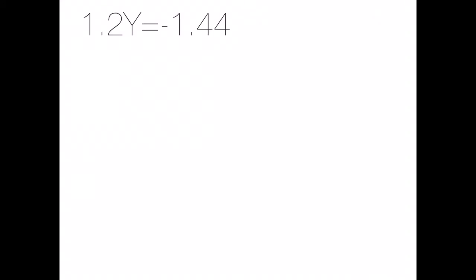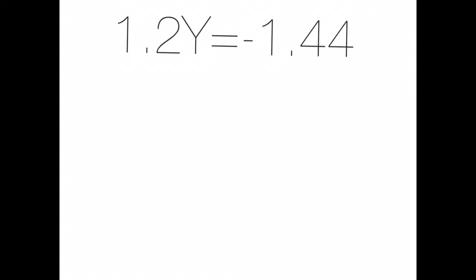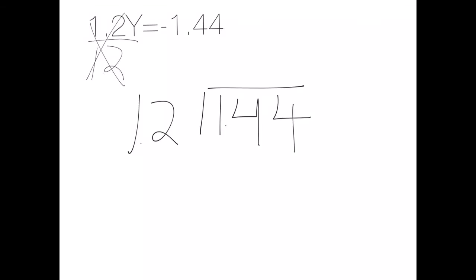In order to divide decimals with a variable, it's quite simple. It's just like adding and subtracting them. So you divide 1.2 by 1.2, canceling it out. Now you must divide 1.44 by 1.2. Remember, we must make the decimal on the outside not a decimal. So you move the decimal over one place. And then you do what you do to the outside to the inside.